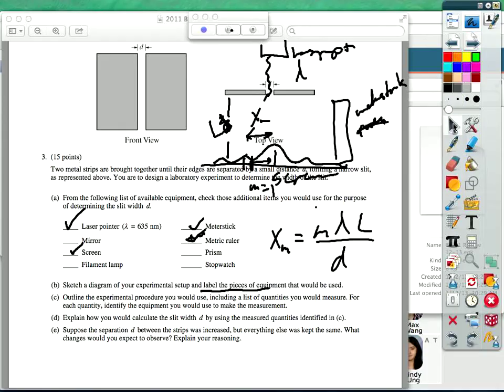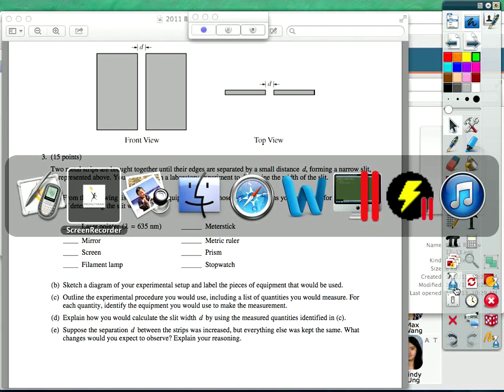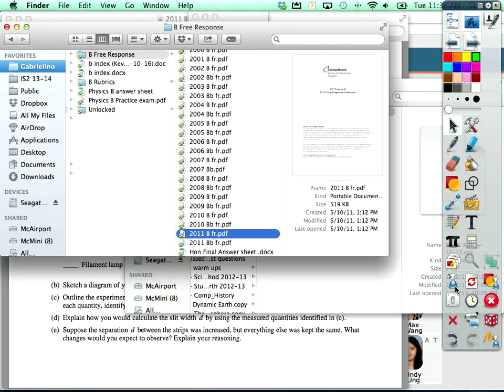Okay, so I'm not just stopping there. What we're going to do is take a look at the answer key.